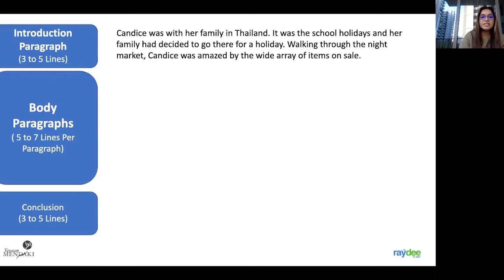All right, now here is a sample. So introduction, like I've mentioned, 3 to 5 lines. This composition is about Candice, who was with her family in Thailand for a trip. Okay, so that will be the introduction paragraph, which is about 3 to 5 lines. Later on, you can actually read more in detail.